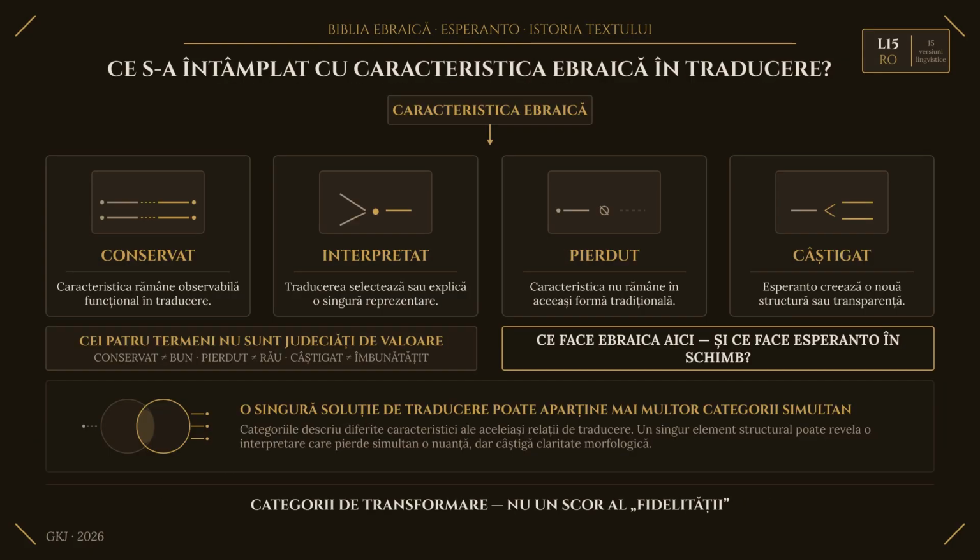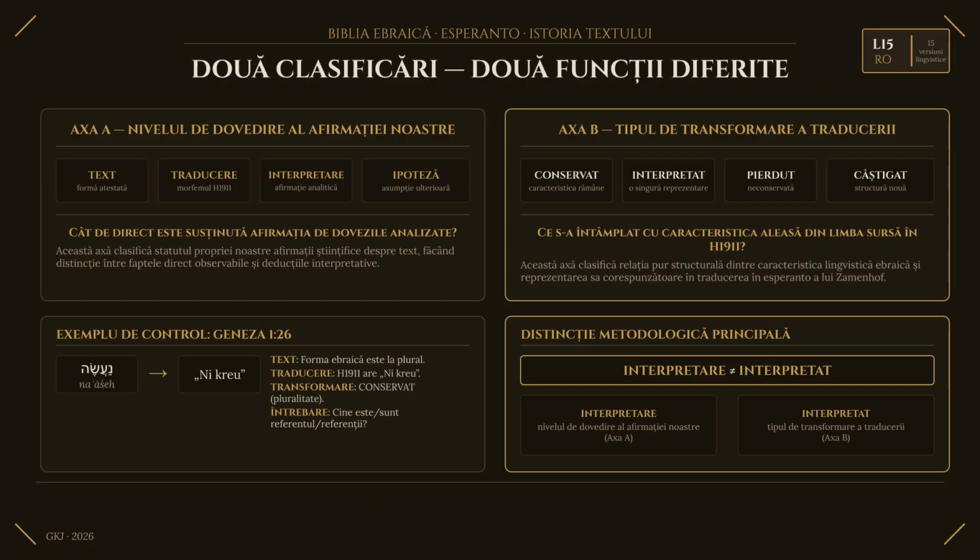When translating, what happens to Hebrew characteristics? We categorize these as conserved, interpreted, lost, or gained. These are not value judgments, but descriptors of how structural relationships are transformed between languages. We apply two classification systems. Axis A measures the level of evidence for our claims, distinguishing between observable facts and analytical deductions. Axis B classifies the structural transformation of the language.